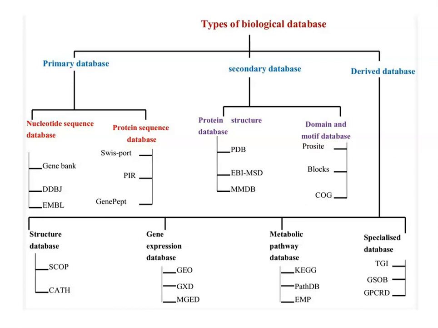Primary databases contain only sequence or structural information, and it includes nucleotide sequence database and protein sequence database; these are the examples. Similarly, secondary databases include primary structure database, domain and motif database, then derived databases like structure database, gene expression database, metabolic pathway database, specialized database. So these are the examples. We will discuss these examples one by one in coming lectures. Today I will give you only an overview of bioinformatics.